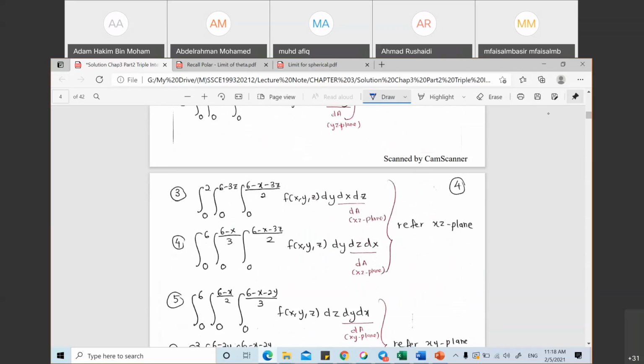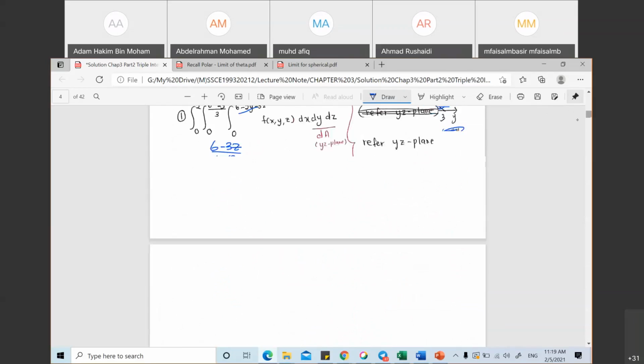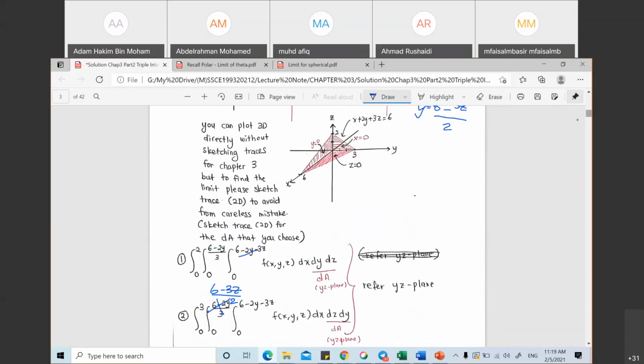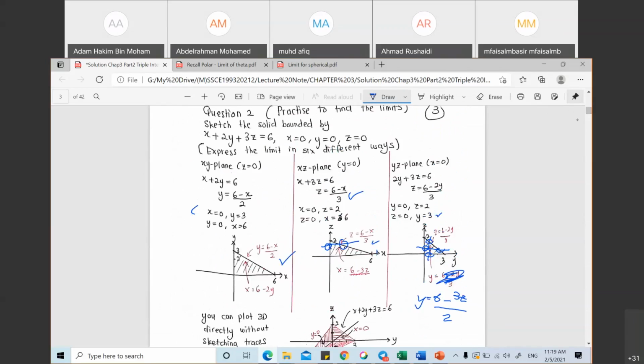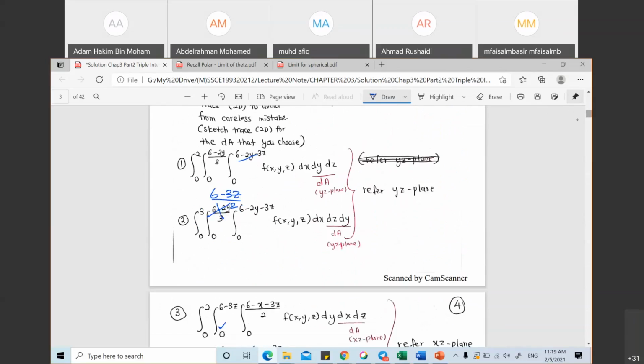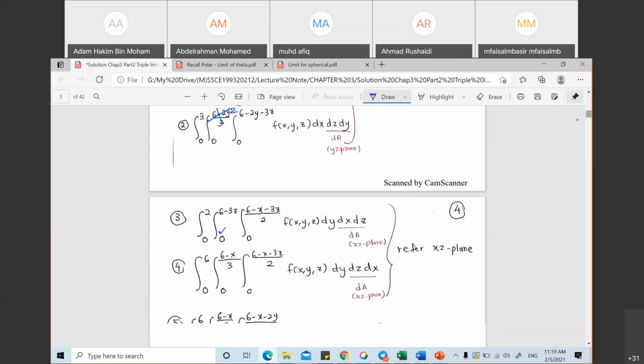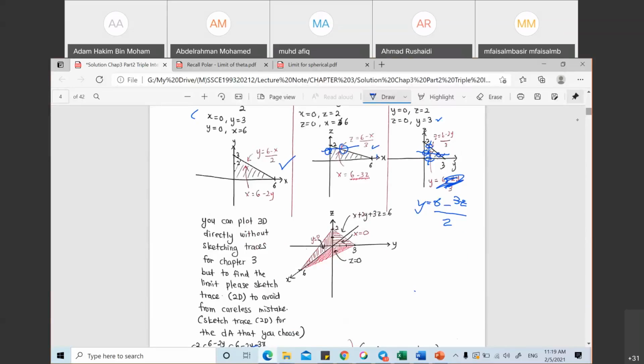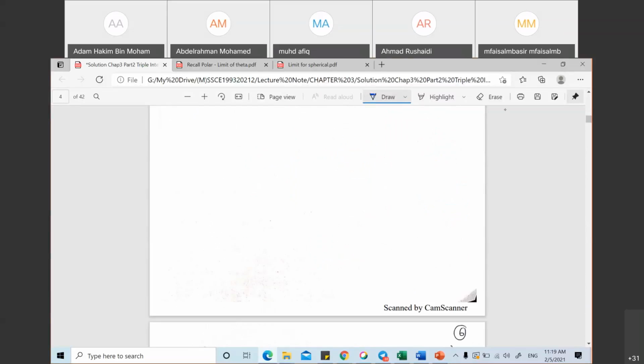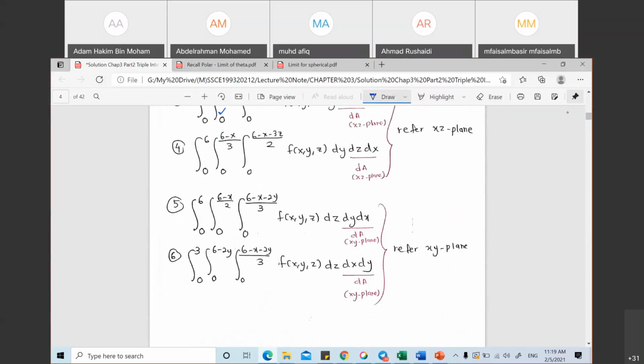Okay. So this is your y. Your y should be 6 minus 3z minus x over 2. Okay, correct. So how about dz dx? dz dx, cut at x. So which means z is 0 to 6 minus x over 3, and x is 0 to 6.